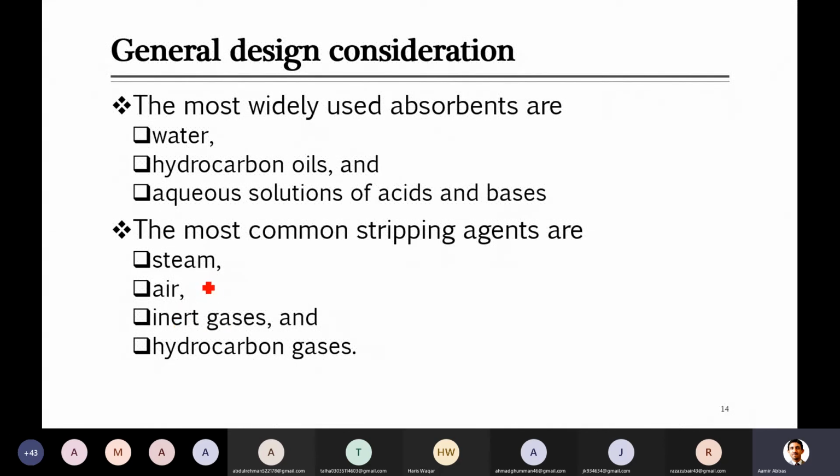Sometimes if it is not possible to use these, based on your requirement, you can go with some other inert gases, for example argon, nitrogen and so on, or maybe sometimes hydrocarbon gases, lighter gases, can be used, depending on your process. But what I've seen is that the most widely used are steam, air and these inert gases.